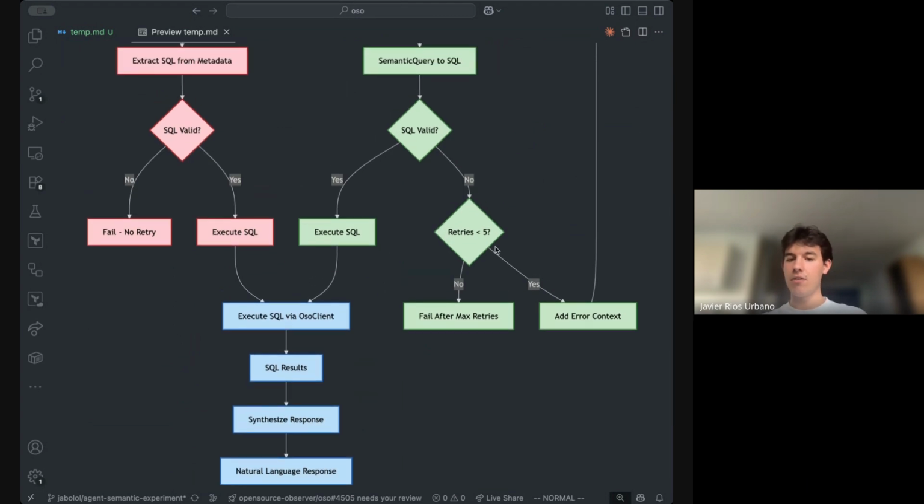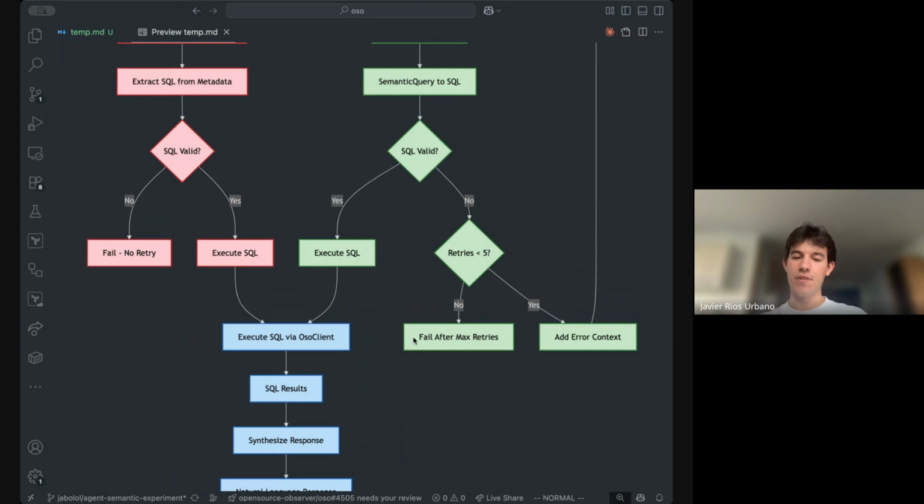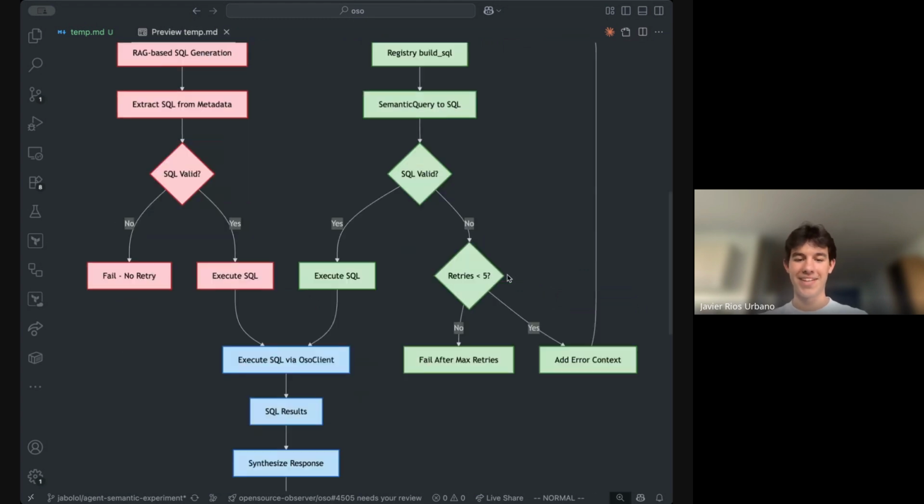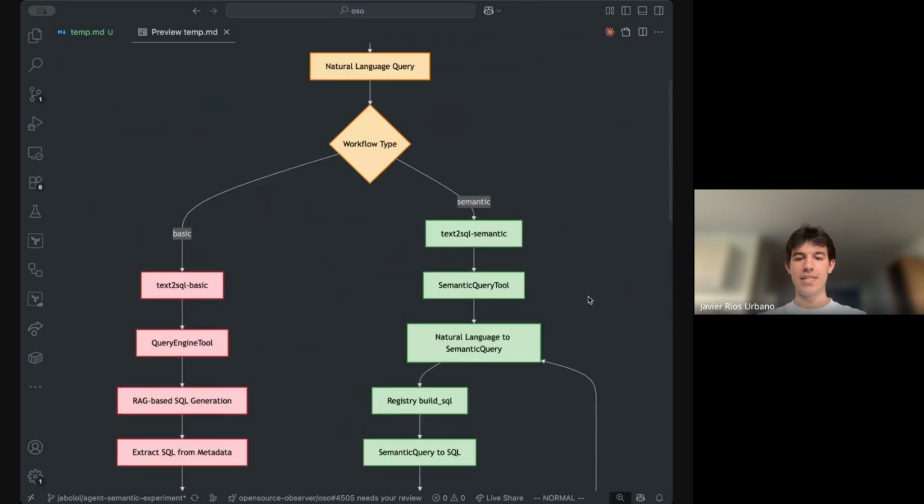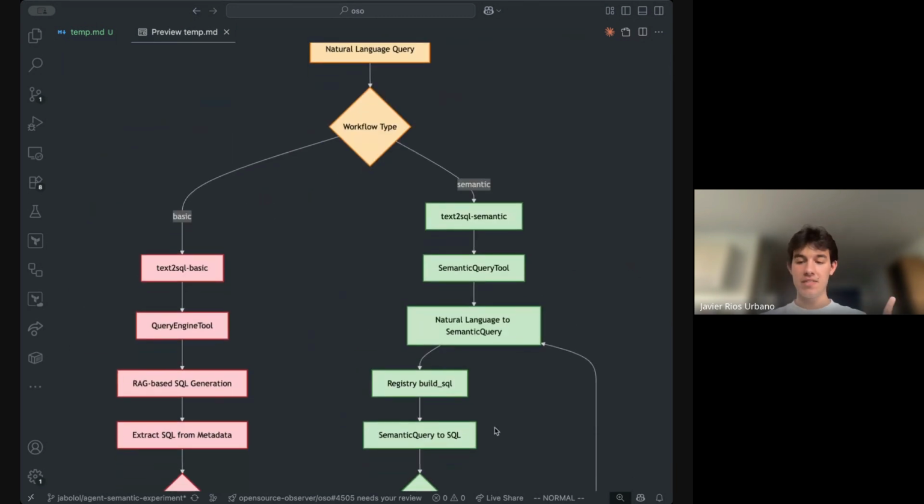If it isn't valid, it's currently at 5 retries. It's hard coded in the initialization and pretty simple to change. It's only for development purposes; we want to run with more or fewer retries to see how it affects results. If it fails after some retries, it just stops. If not, it adds error context, like, okay, what went wrong in this iteration? Let's try again. Then it calls the tool again, but this time with the new error.